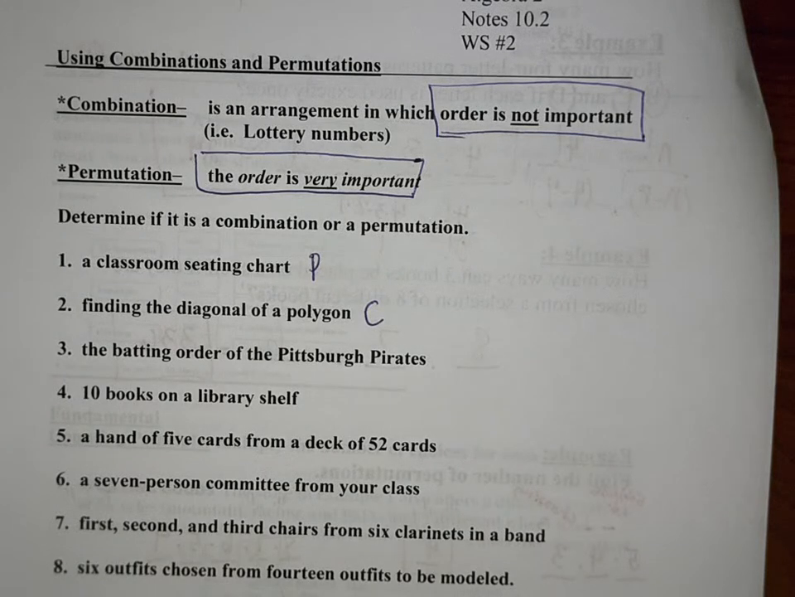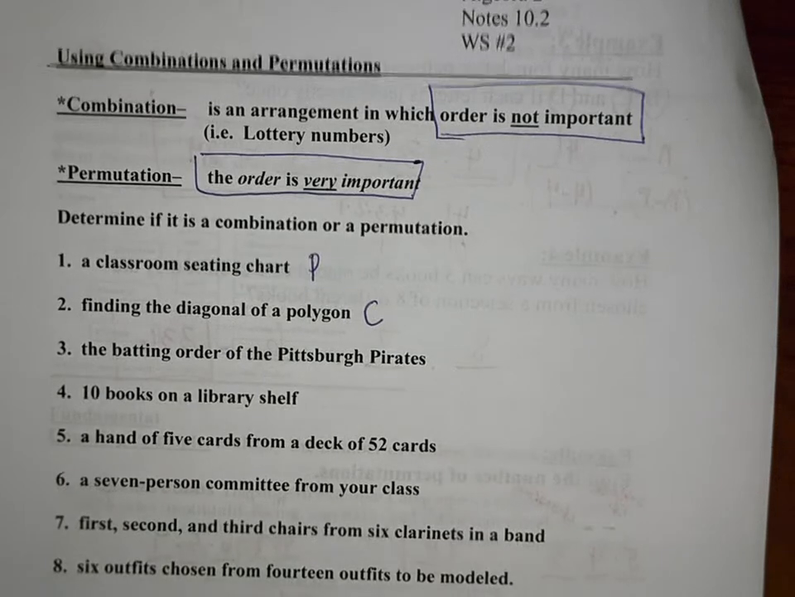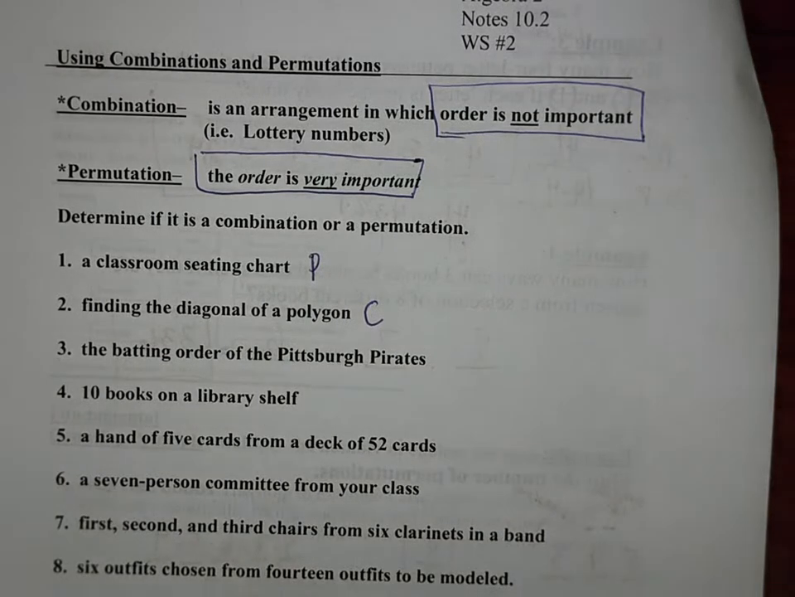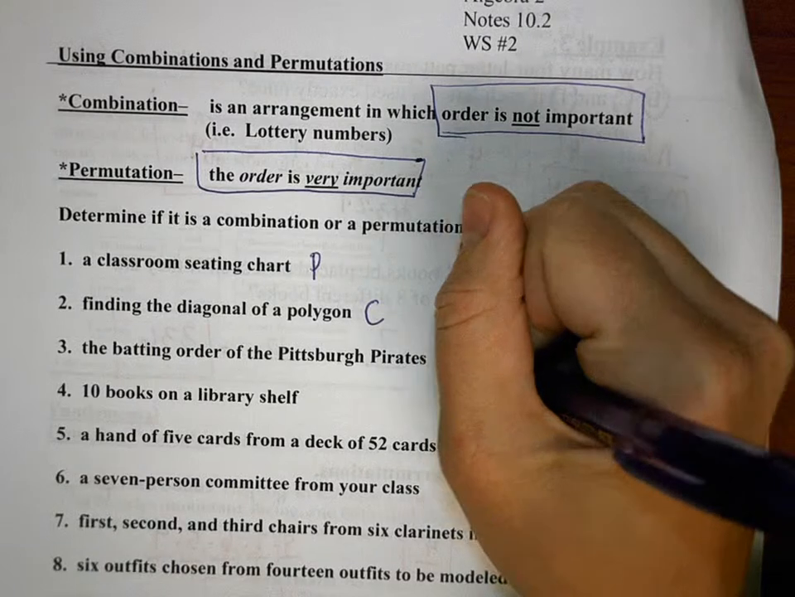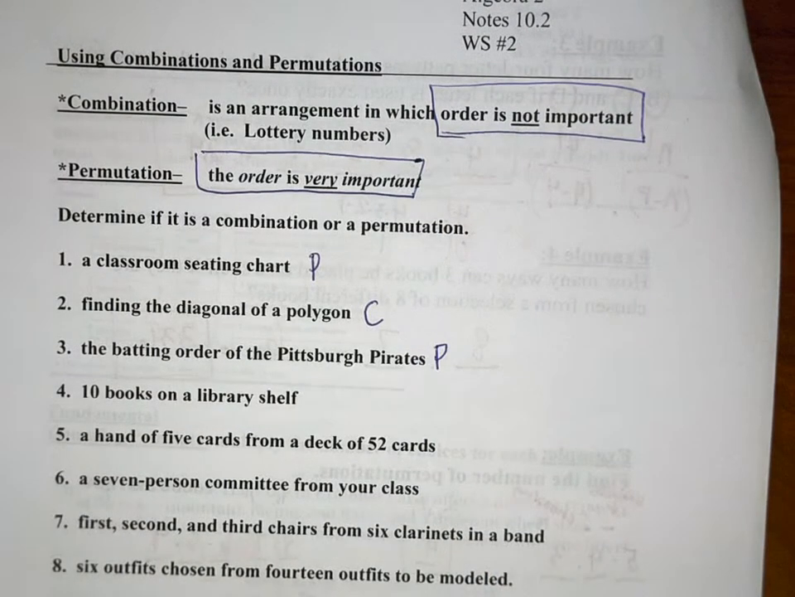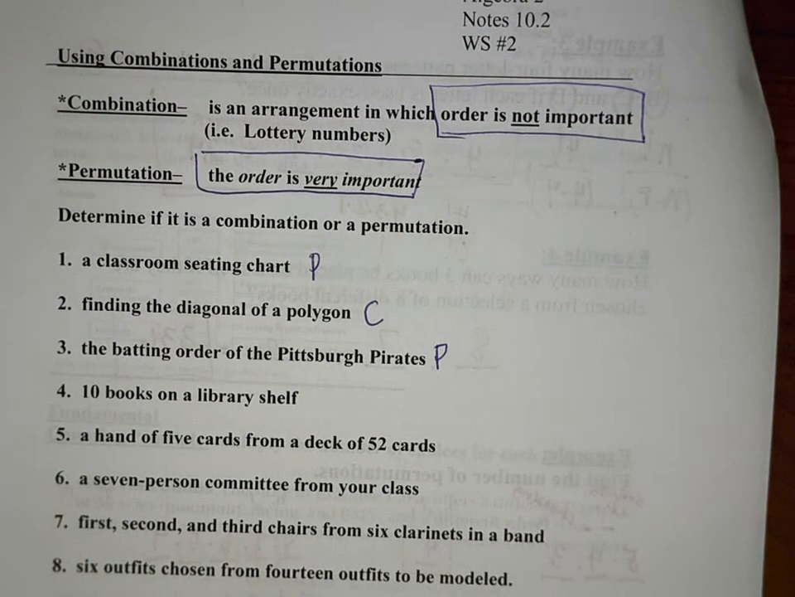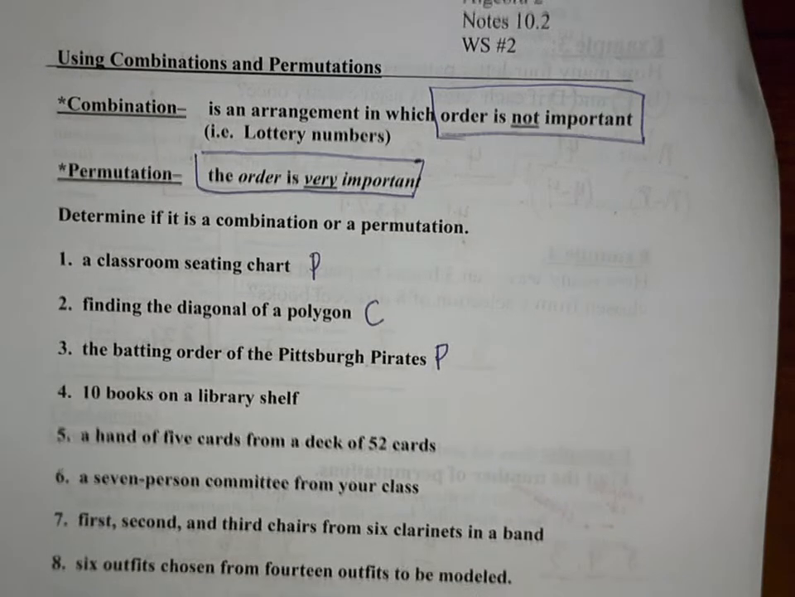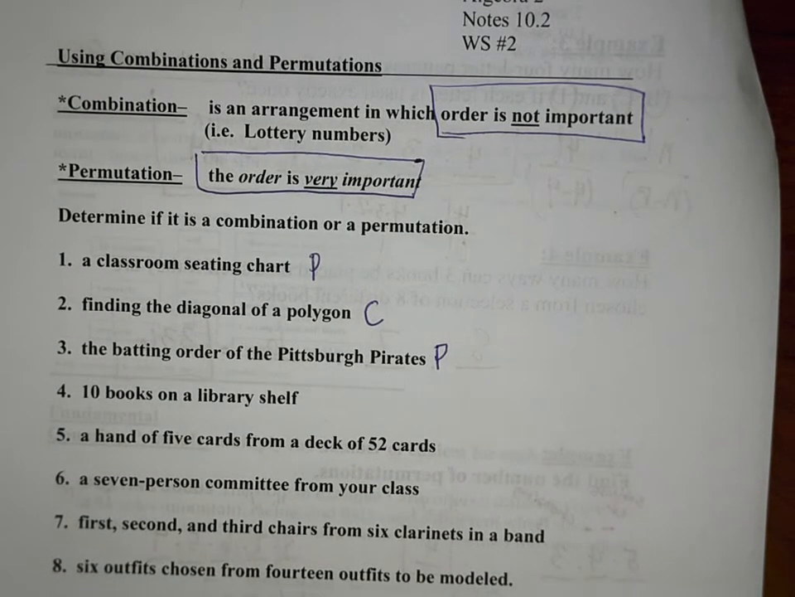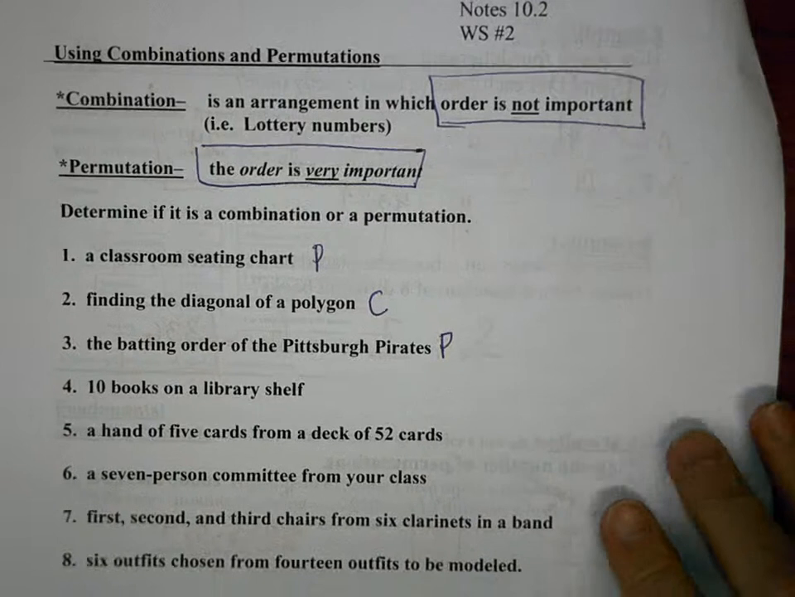Well, you need to think about it. Maybe you don't know very much about sports, but normally, well, actually always, unless you're playing t-ball, this says the Pittsburgh Pirates, there is a batting order. Even in t-ball, they have your name on a roster and who goes when. So 2 is correct. Permutation is correct. Order is very important. Coaches really think about who they're putting in what spots when you are doing your batting orders. Okay, number 4. 10 books on a library shelf.